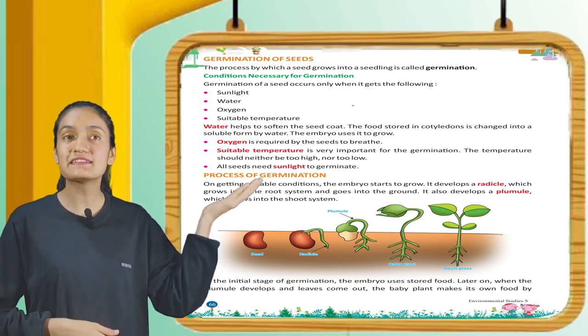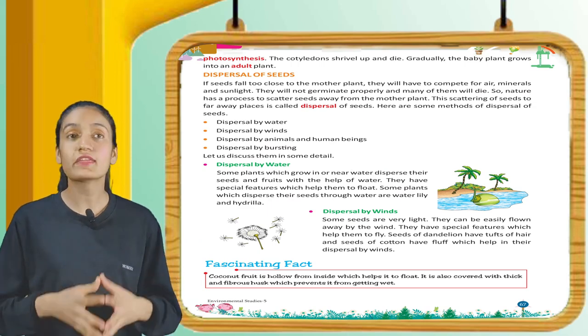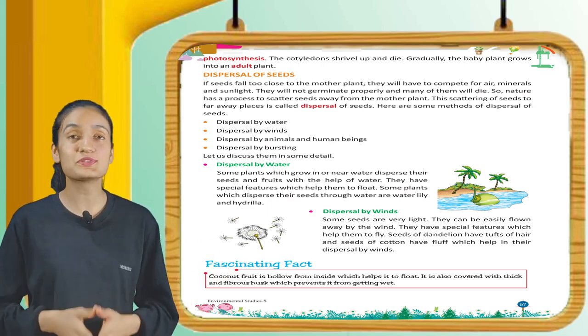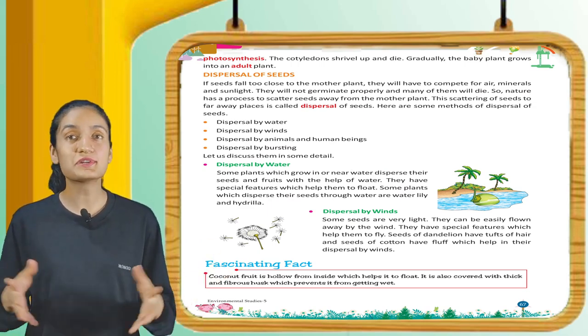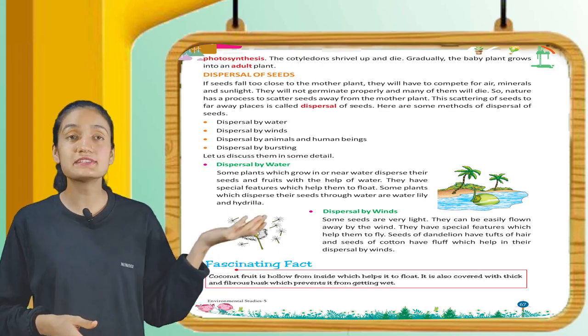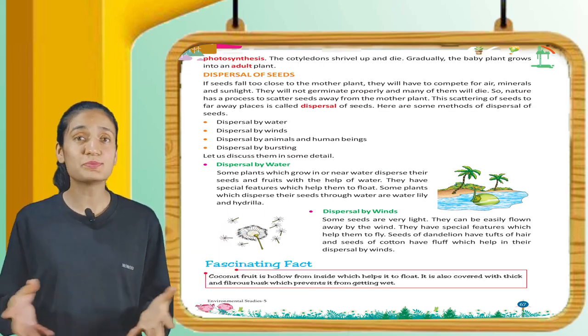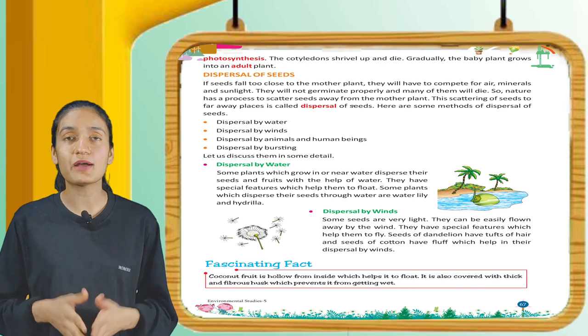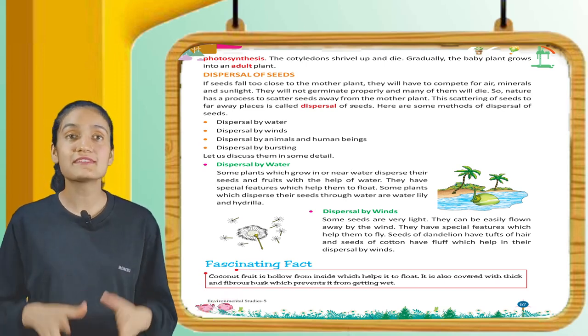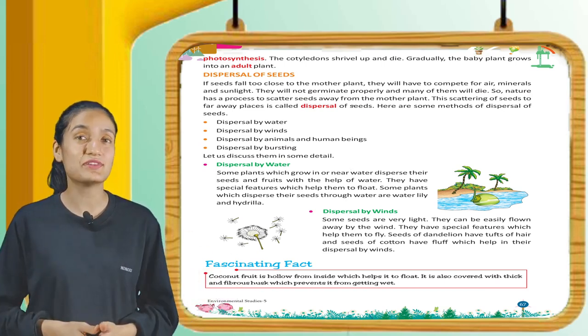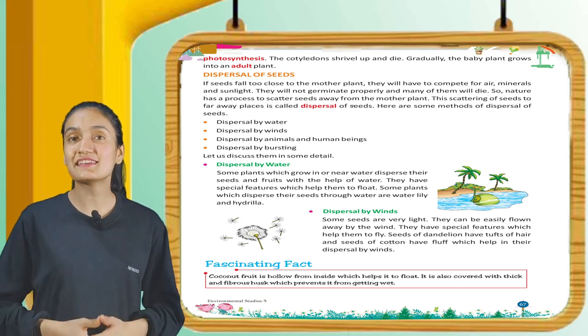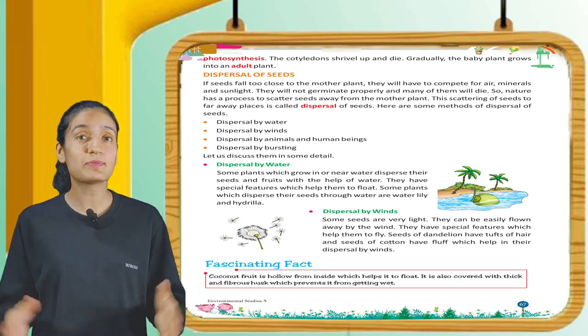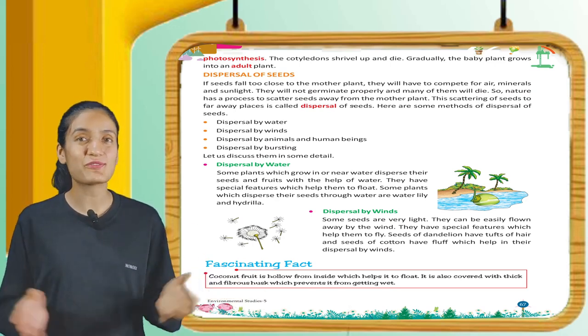Now, the topic is dispersal of seeds. If seeds fall too close to the mother plant, they will have to compete for air, minerals and sunlight. They will not germinate properly and many of them will die. So, nature has a process to scatter seeds away from the mother plant. This scattering of seeds to far away places is called dispersal of seeds.